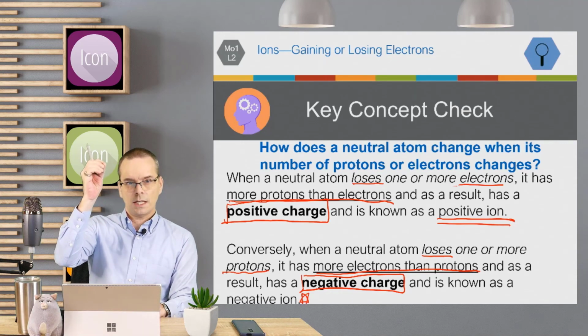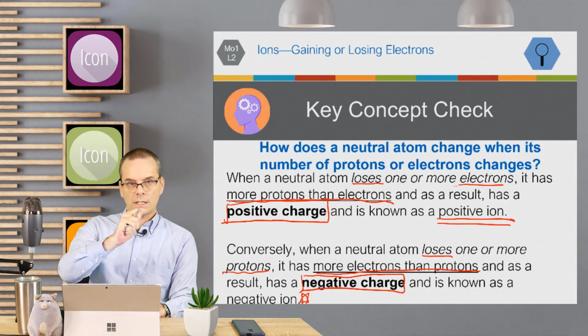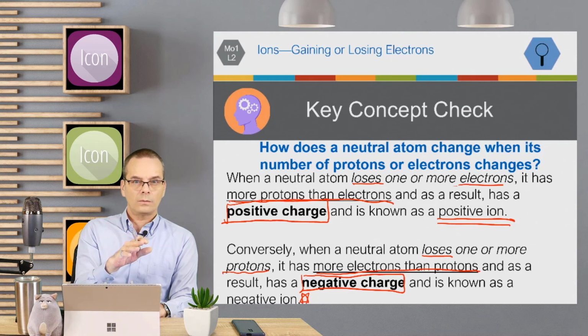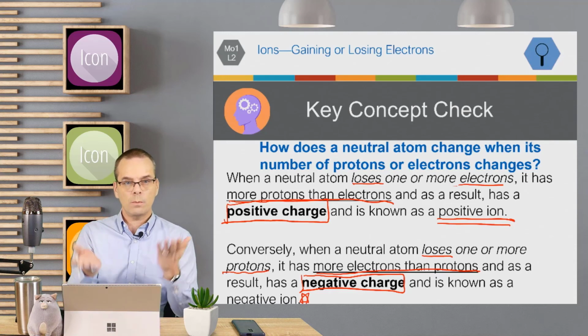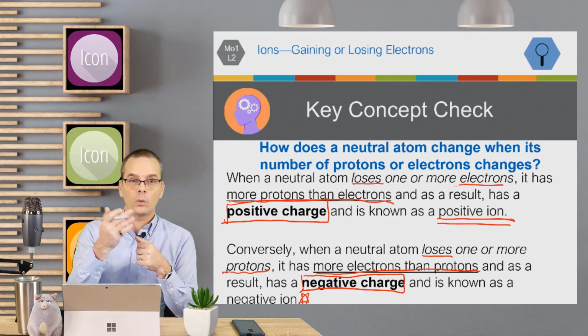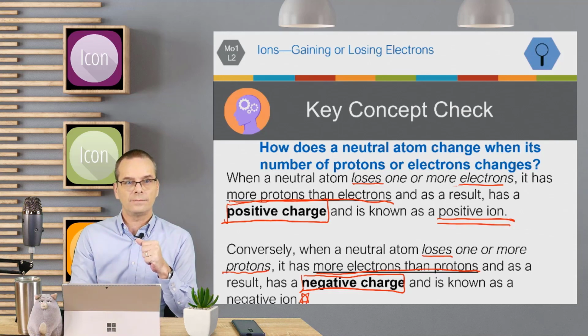So losing electrons means it has more protons, so it's positive, so it's a positive ion. Losing one or more protons means it's negative, so it's a negative ion. So ions are all about losing either electrons or protons, so there's no balance. When there's no balance, it becomes an ion. Depending on what it loses, it could be a negative or a positive ion.